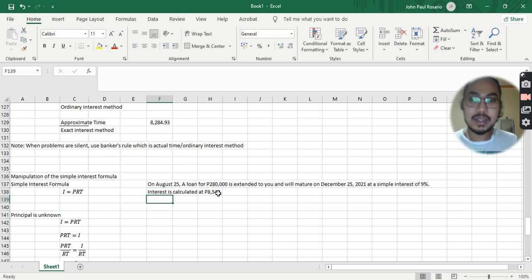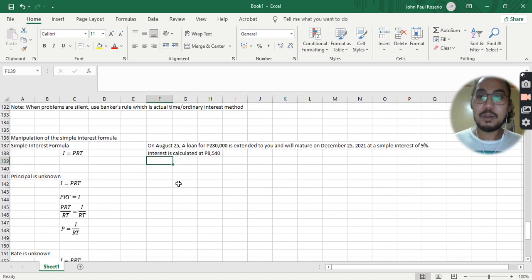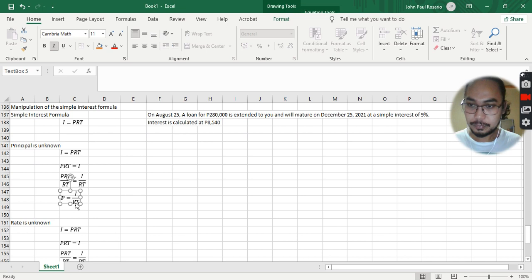Okay. So we will use this general information. For example, principal is unknown. What if the only things given are the loan date and the maturity date, the interest rate, and the interest itself? By knowing the loan date and the maturity date, you can compute for time. So T is known, the rate is given, the interest is given, but the principal is unknown. So using this formula, P is equal to I over RT.